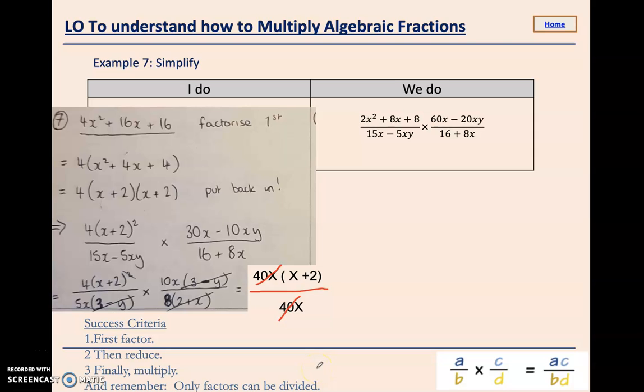So if you can copy that down, and then pause the video and spend 2 minutes trying to solve the we do. And there is the answer for the we do. Make sure you mark it if you've got it correct. Make sure you're keeping an eye on if you're making mistakes, where they're appearing. Is there a pattern?